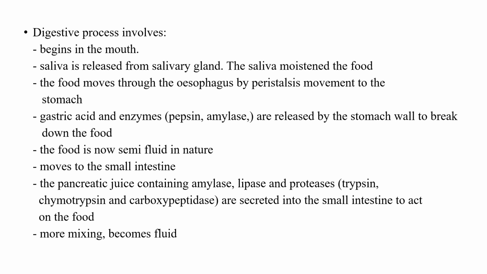So invariably the medium will be changed to an acidic medium. Now the wall of the stomach will secrete the acid and some enzymes. Some of the enzymes secreted by the stomach, or the gastric juice, include pepsin and amylase. Pepsin will act on protein. So the digestion of protein, or breaking down of protein food, starts in the stomach.